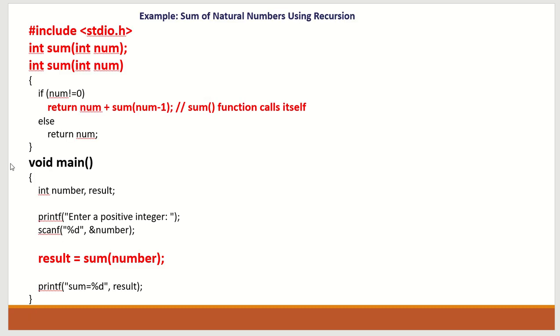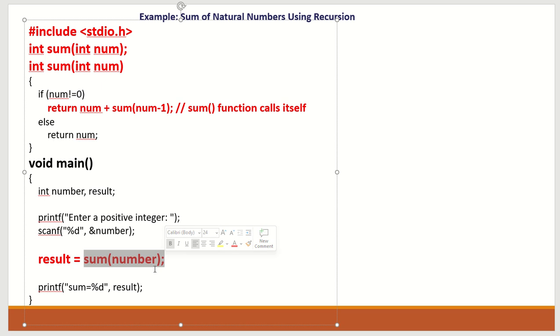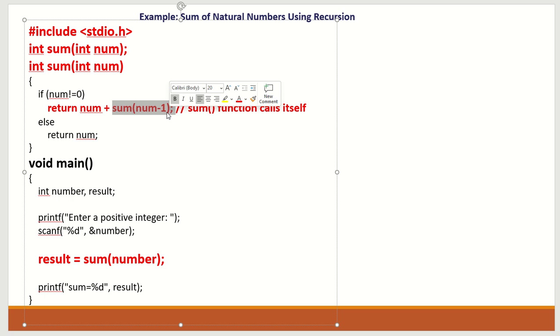So as I said, your program execution always starts from void main. So these are the normal statements like variable declaration, asking input from the user, etc. And result equal to. Now we are calling some function with one parameter. Okay, so it will jump over here, sum function with one parameter. Now inside this, if this condition is true, it will go inside the if condition, and we are writing return num plus. Now we are calling sum again, that is the recursive call.